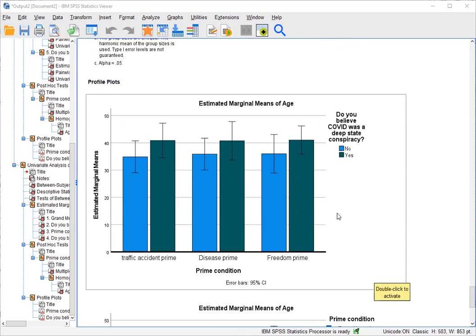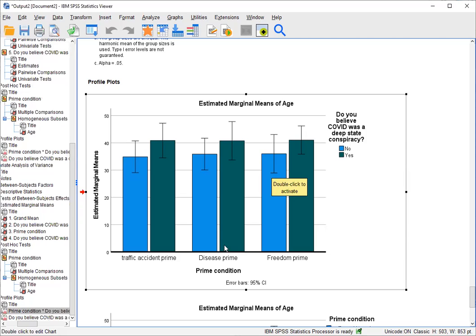Okay, so if you put prime condition on the x-axis, you can see conspiracy beliefs. Yes is dark green, no is blue. And by the way, you can change these colors by double clicking on the chart. The y-axis is just the mean age, right? And we can see that in general anyone who did not believe it was a deep state conspiracy tended to be younger, right?